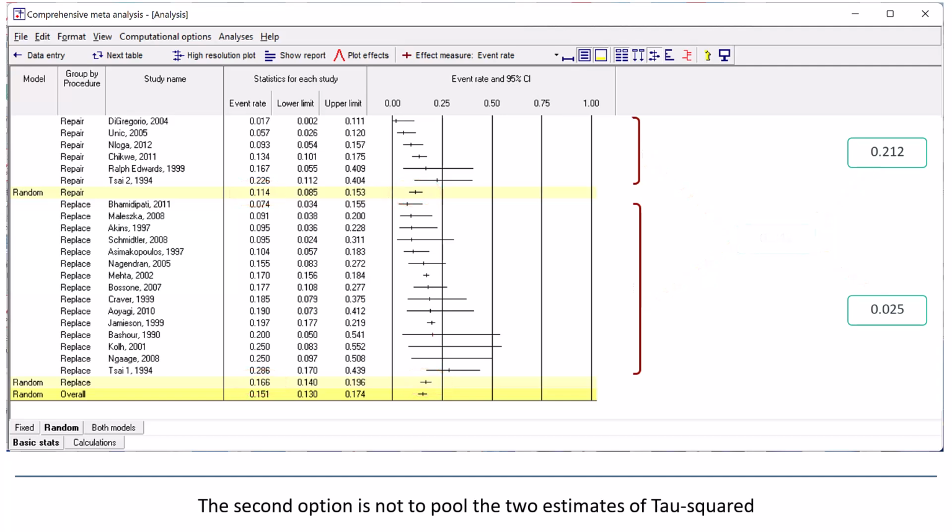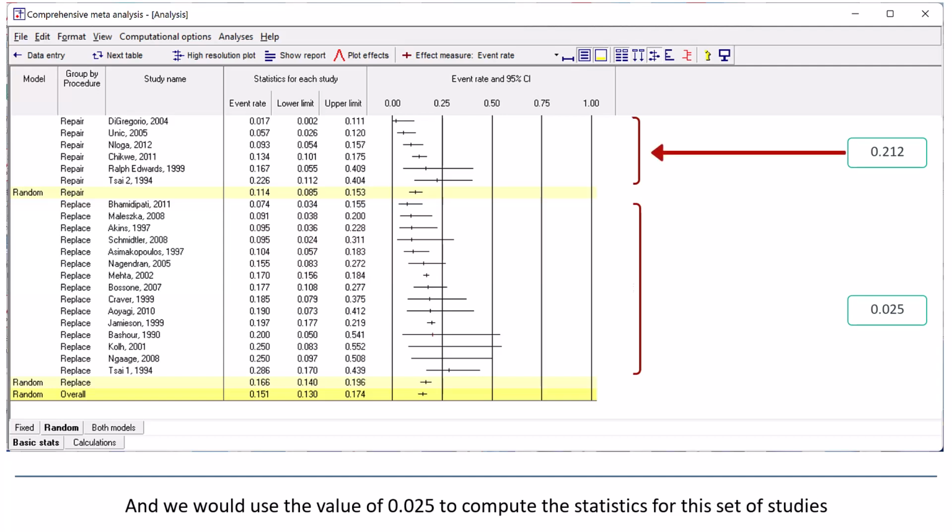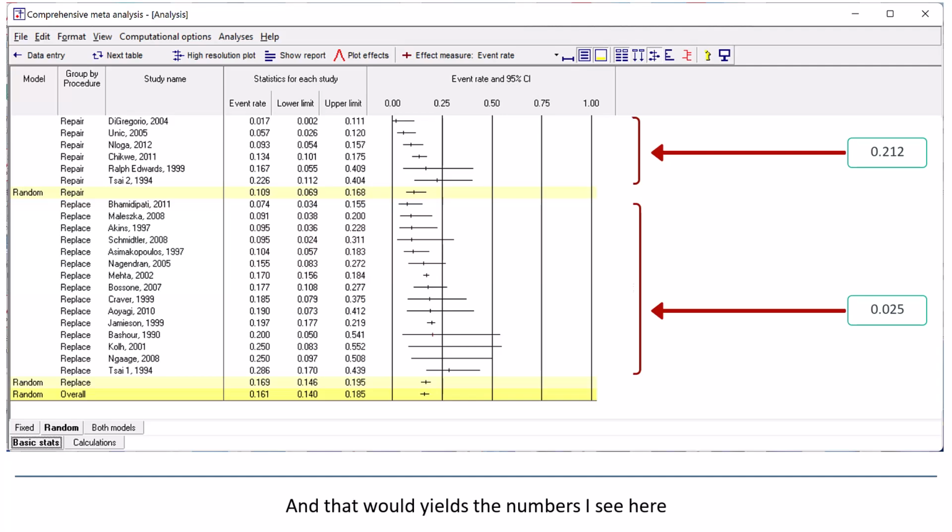The second option is not to pool the two estimates of tau squared. Rather, we would use the value of 0.212 to compute the statistics for this set of studies, and we would use the value of 0.025 to compute the statistics for this set of studies. And that would yield the numbers that I see here. This mean is 10.9% with this confidence interval, and this mean is 16.9% with this confidence interval.